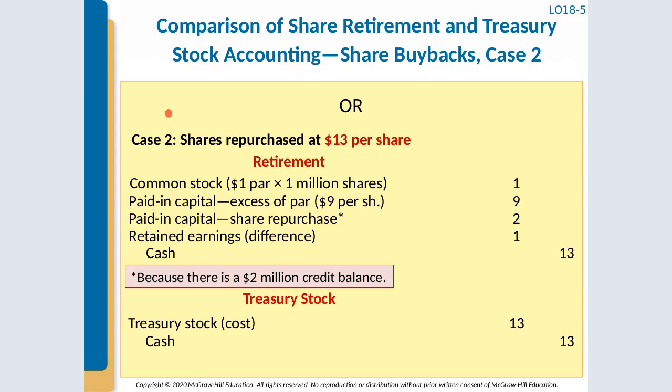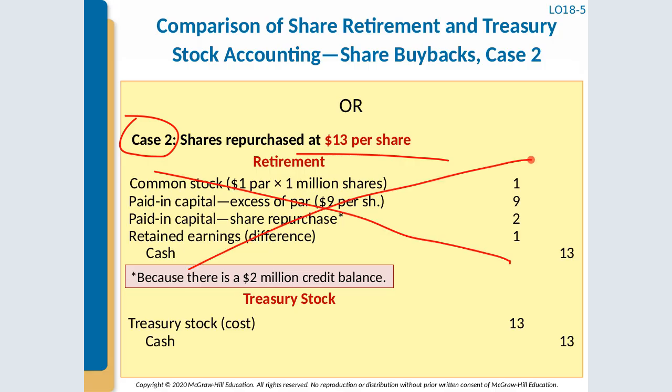Here we have case 2, where we have repurchased shares for $13 per share. So instead of 7, now it's 13. Again, we're not looking at retirement, we're looking at treasury stock, so I'm just going to debit treasury stock for that cost. 13 per share multiplied by 1 million is 13 million.